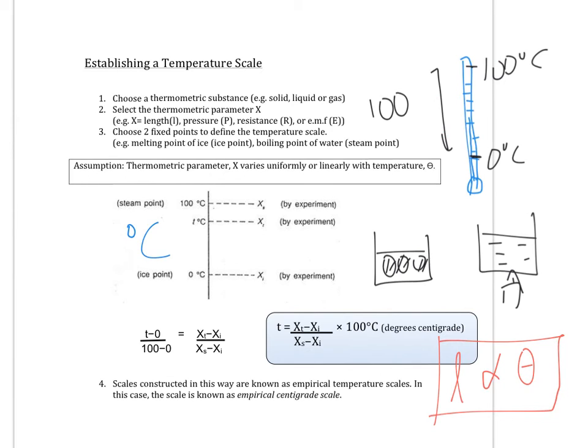Later on in this chapter, we are also going to learn about the absolute thermodynamic scale. For the absolute thermodynamic scale, we won't call it empirical anymore. Alright, so let's move on.